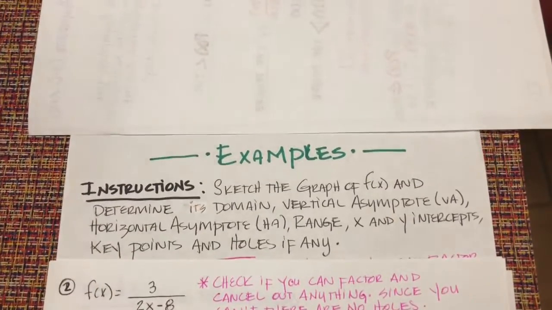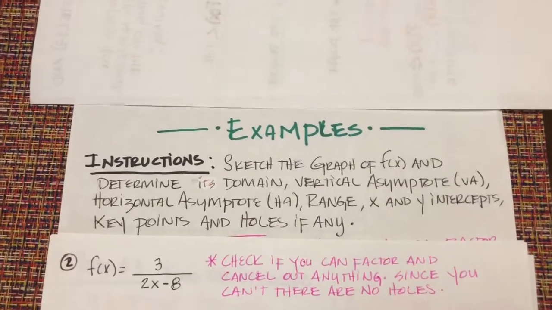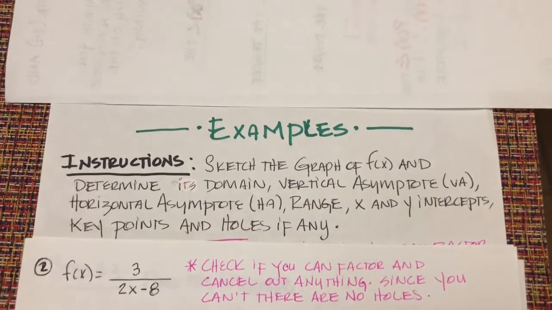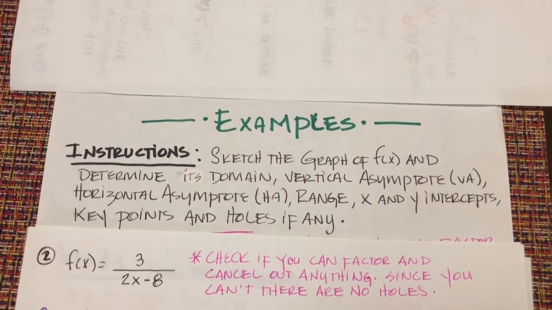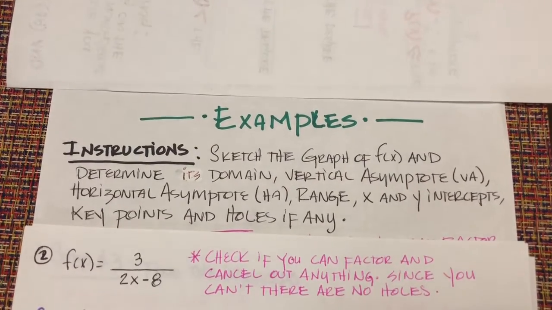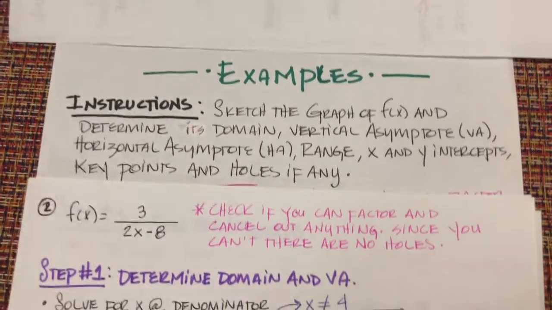Okay, so moving on to example number 2, the instruction is the same. Sketch the graph of the function and determine its domain, vertical asymptote, horizontal asymptote, range, x and y intercepts, the key points, and if there are any holes. Still, we're not going to see cases with holes. That's for the next video.